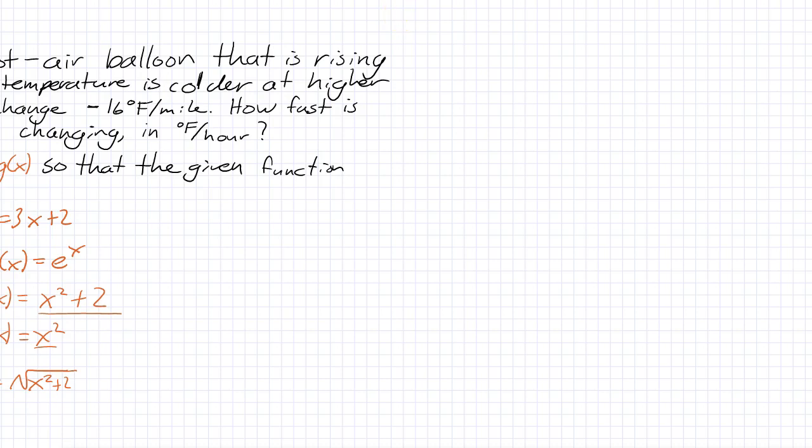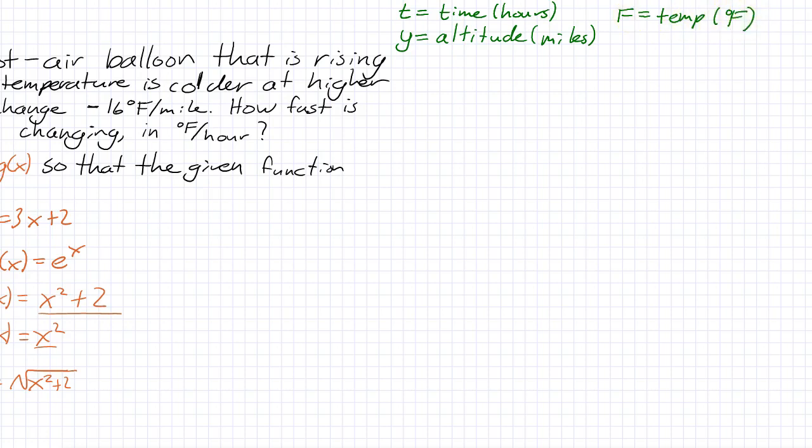Let's say t is the time in hours. So time is changing like it usually does. Y can stand for the altitude because it's like height, which we're measuring in miles. And let's say that F, capital F, we can use for the temperature. Can't use T because we're already using T for time. And the units are just degrees Fahrenheit.